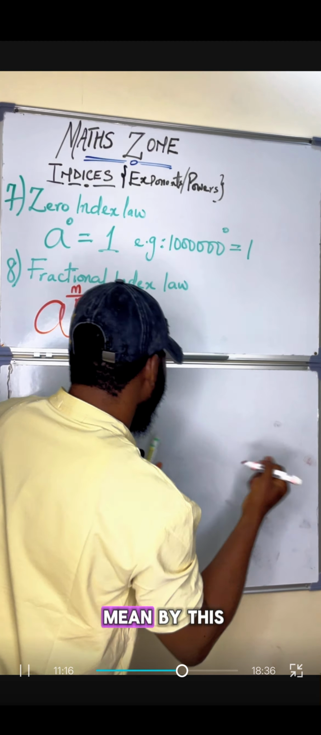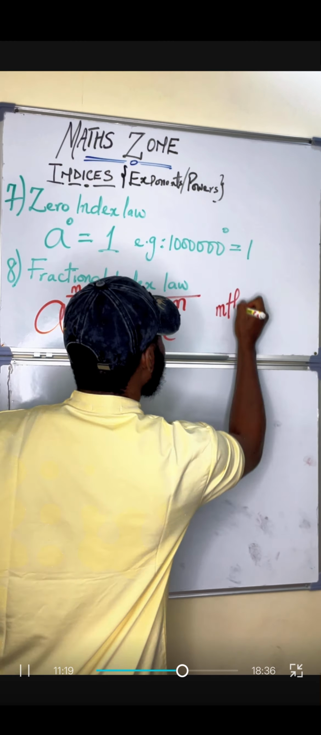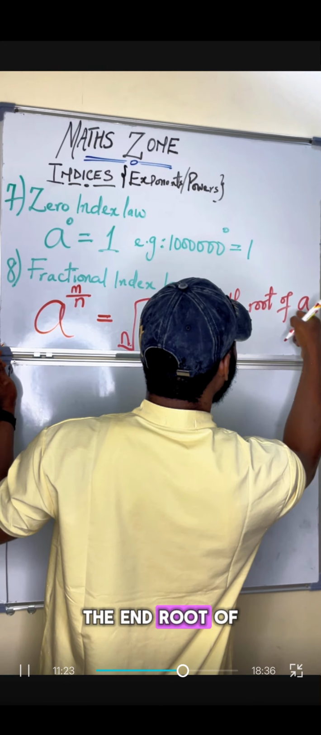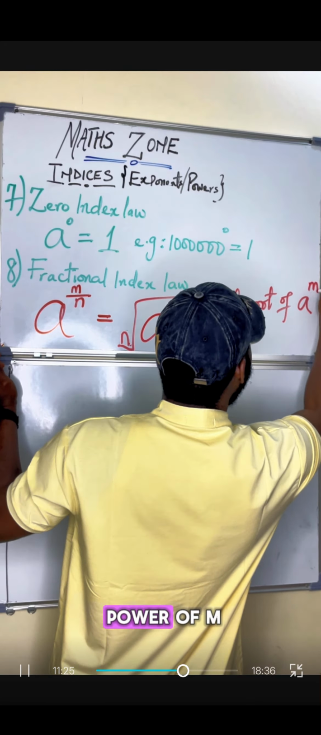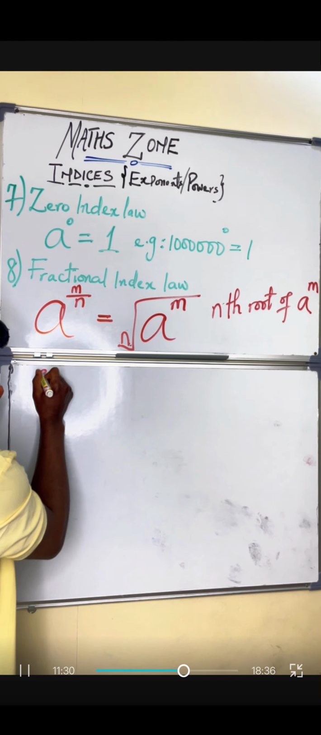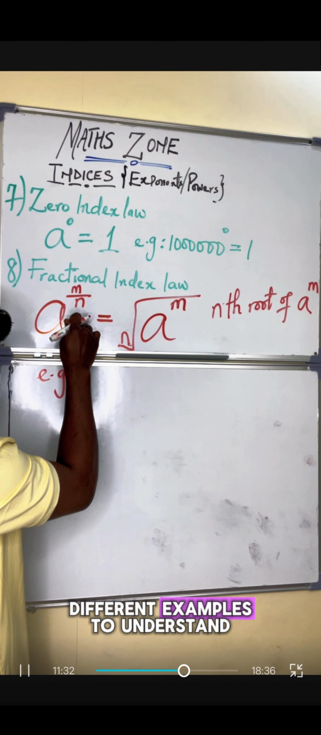Now what do we mean by this? The nth root of a raised to the power of m. Now you understand this better. Let me give you examples. I'll give you 3 different examples to understand this better.